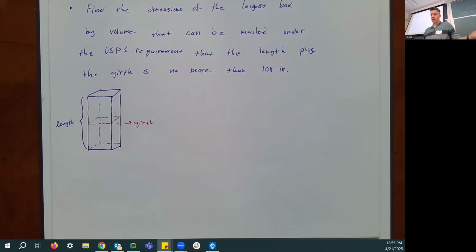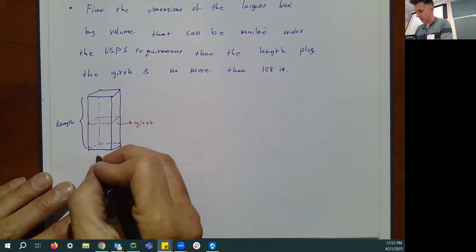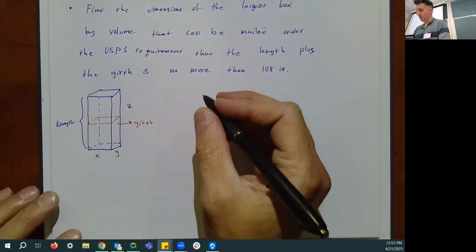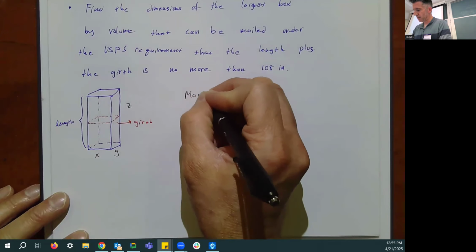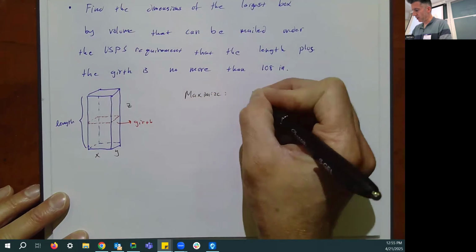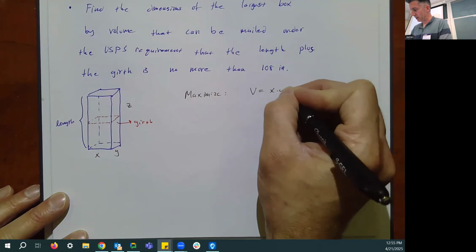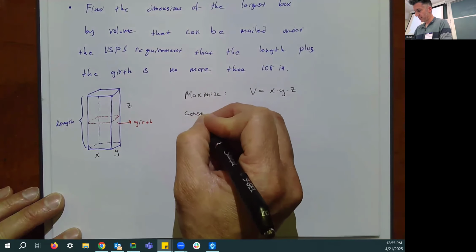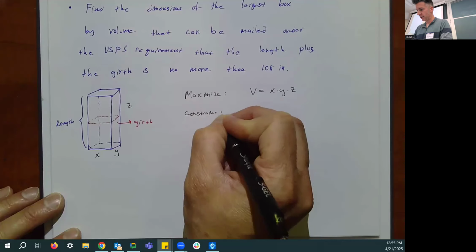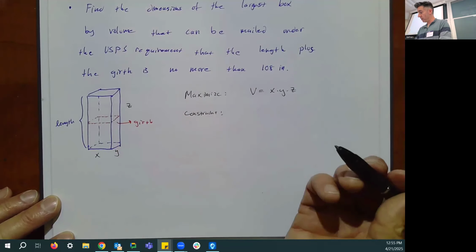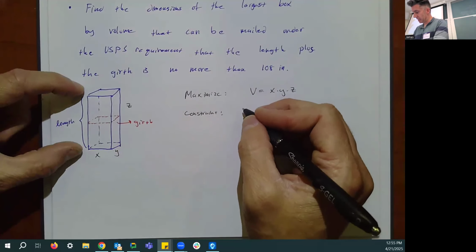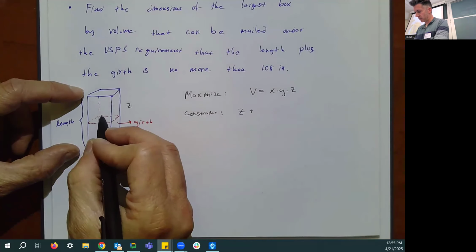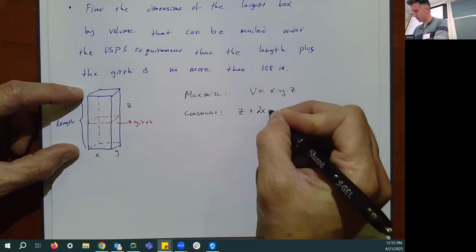So if we label things in the typical way, where this is X and this is Y and this is Z, well, we're trying to maximize volume, which is just X times Y times Z. Our constraint is that the length plus the girth, so the length is Z, the girth is X plus Y plus X plus Y, or 2X plus 2Y.